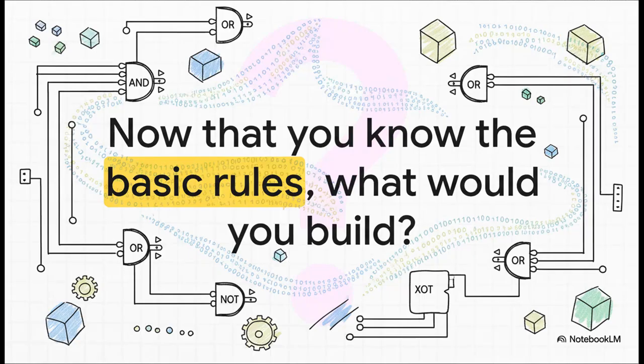So the most important thing to take away from all this is that the entire digital world we live in is built on these few incredibly simple, logical rules. They're like the alphabet of computation. And that leaves us with one really fascinating question. Now that you know the basic rules of digital thought, what would you build?